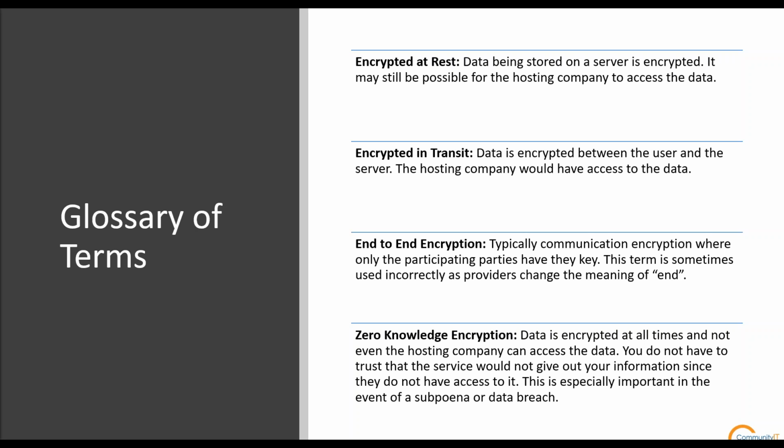Then there's the concept of end-to-end encryption. This is typically a communication encryption where only participating parties have the key, so you need to be clear in terms of the service and where your concerns lie, in terms of the type of encryption you're using and how these methods are being implemented. End-to-end encryption is typically used in communication software like Signal or Keybase, where the message between you and the recipient is completely encrypted from end to end, and nobody else can see or decrypt that information. And then finally, there's the concept of zero-knowledge encryption. Data is encrypted at all times, and not even the platform or hosting company that holds your data can access it.